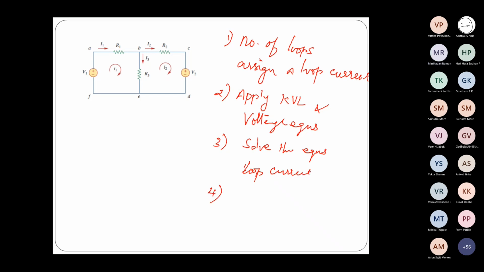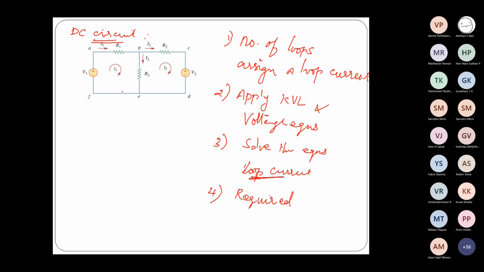Then go for the required calculation. If they ask for voltage through or current through any particular element, then based on this loop current we can find the required one. Okay. So now, to do all these steps, let's consider a simple DC circuit.